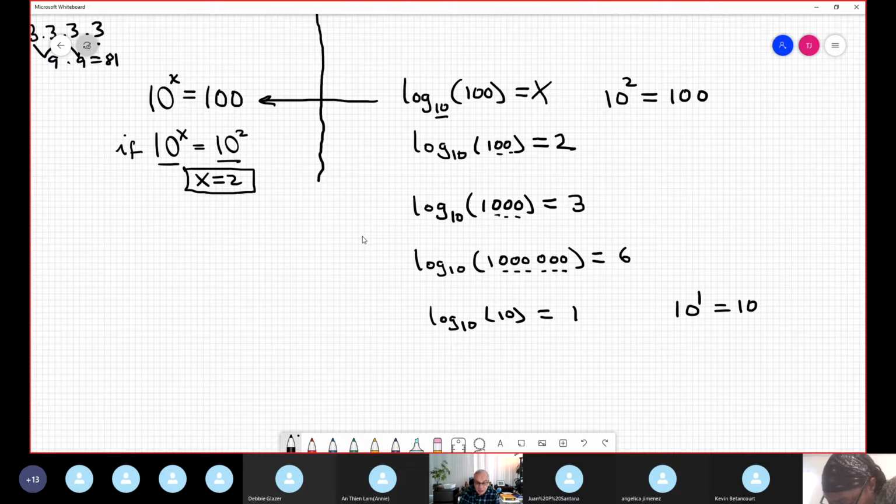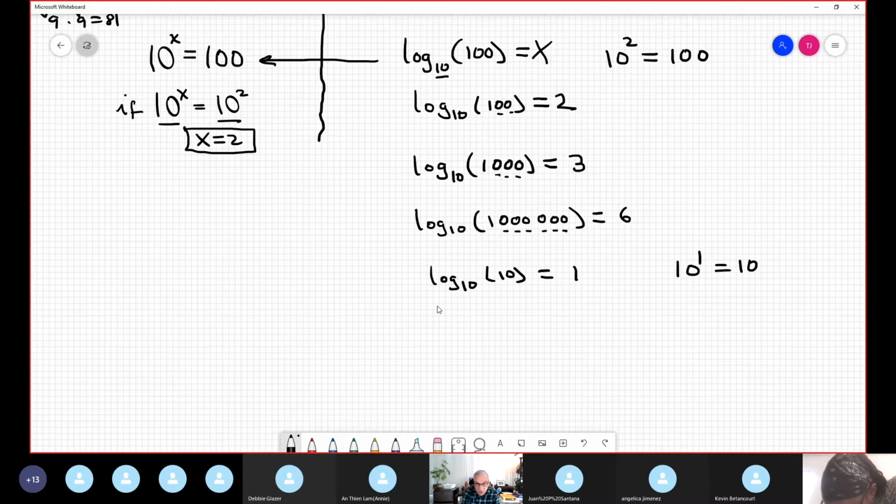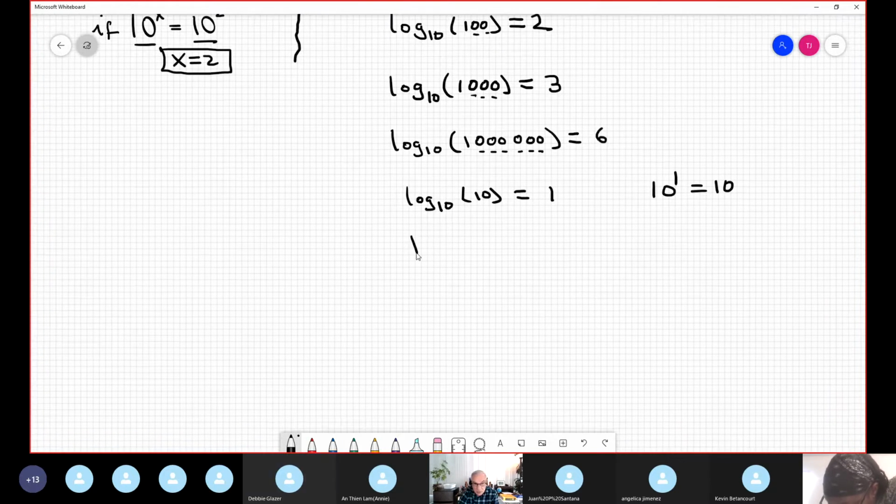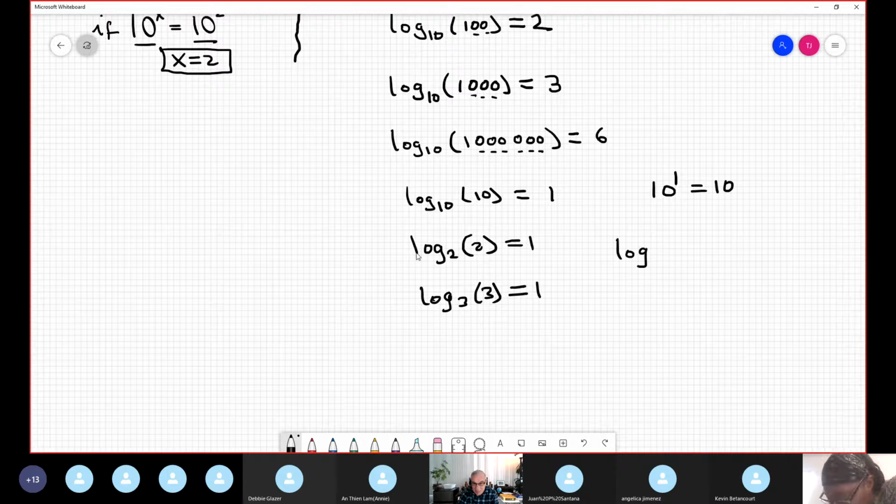And this property is universal for any logarithm. Look. Logarithm base 2 of 2 is 1. Logarithm base 3 of 3 is 1. So when there is a perfect coincidence between the base and the number inside the argument, the answer is 1. Boom. The answer is 1.